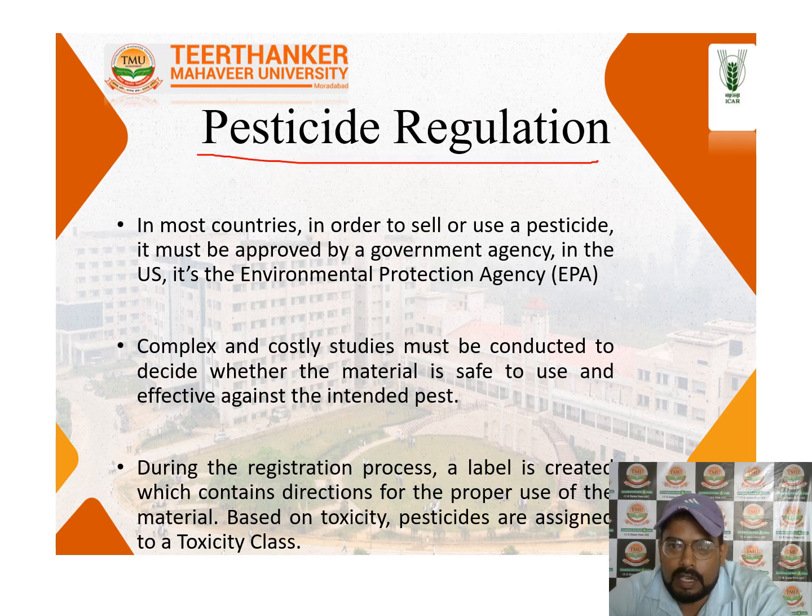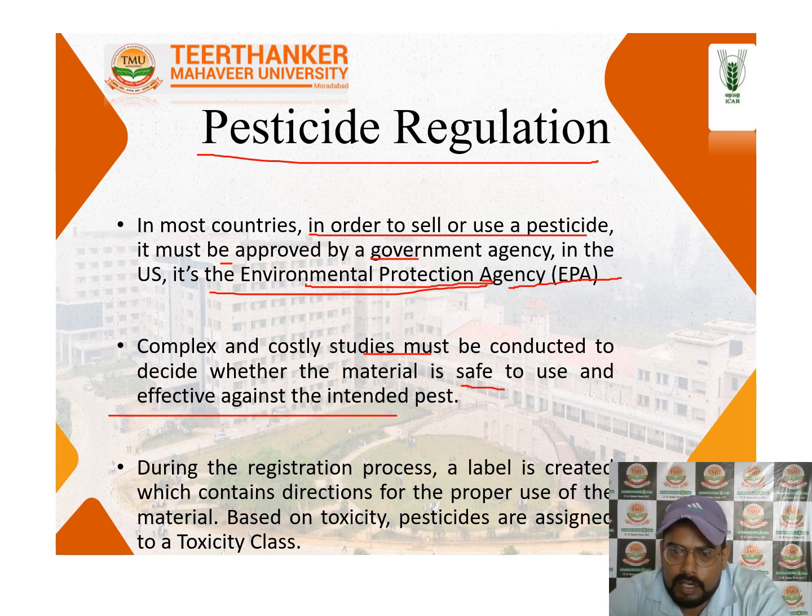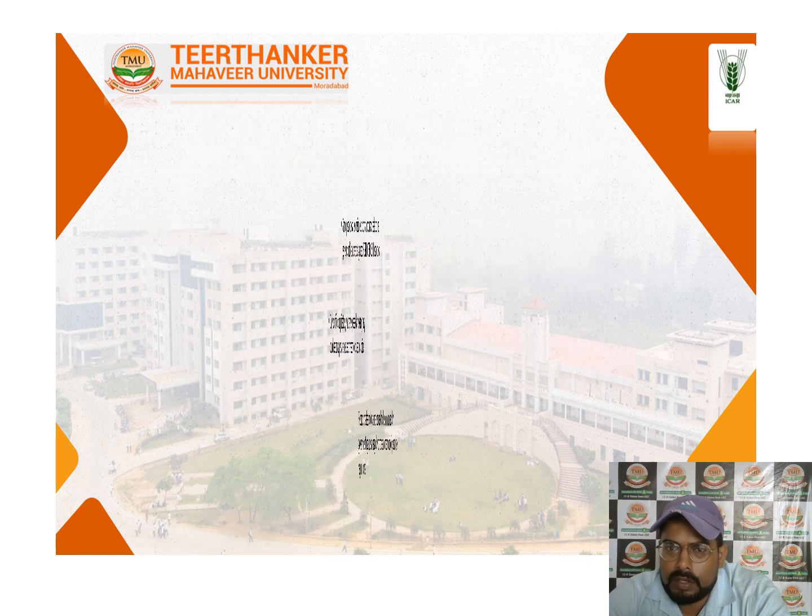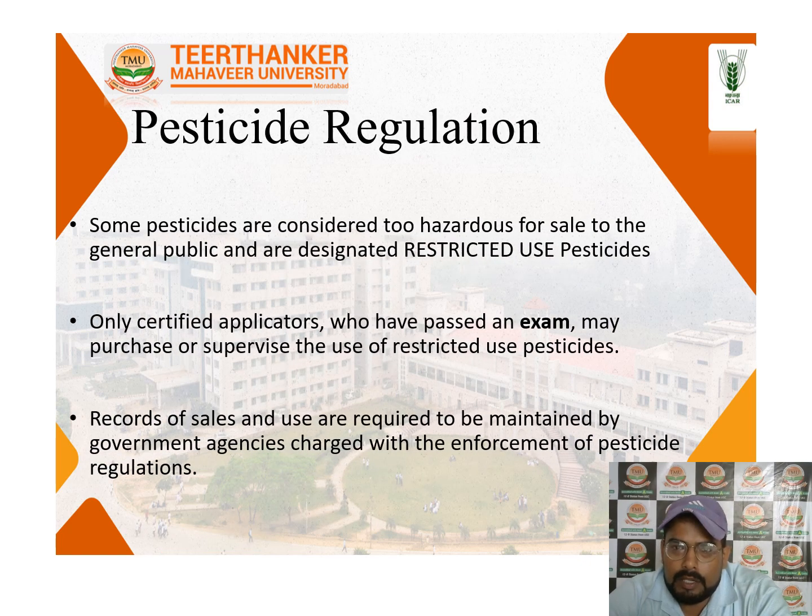So what is pesticide regulation? Most countries require that pesticides sold be approved by government agencies, like the US Environmental Protection Agency, EPA. Complex and costly studies must be conducted to decide whether the material is safe to use and effective against the intended pest. During the registration process, the label states the contents and the directions for proper use of the material, based on the toxicity assignment. So the last one is pesticide regulations.